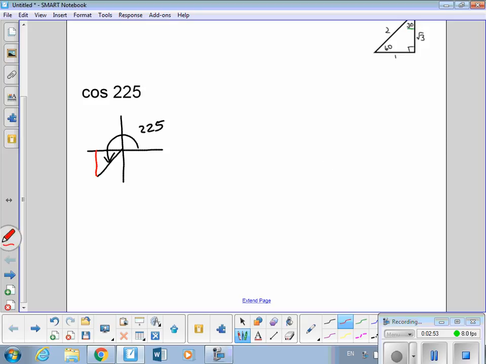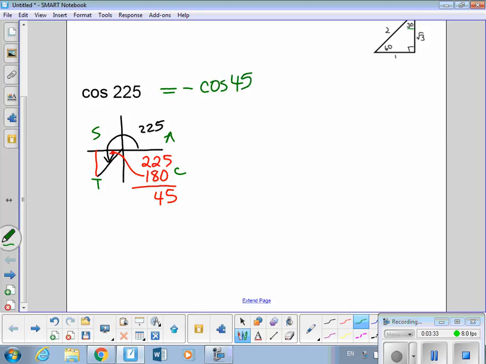I want to know, when I draw a perpendicular to the x-axis, what that right angle triangle is. We know that from 0 all the way to the other side of the axis is 180, and we want to go further than that, so I subtract 180 from 225 and get 45. So cos of 225 is the same as cos of 45. Now I just have to determine whether it's positive or negative. CAST tells us that in that quadrant only tan is positive. So cos of 225 is the same as negative cos of 45.